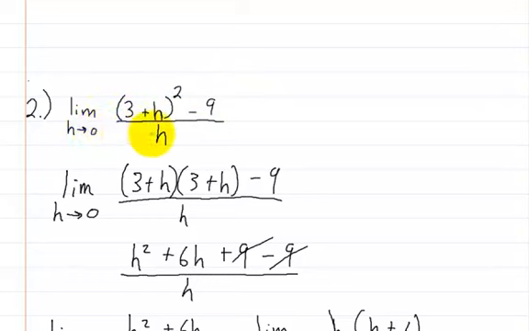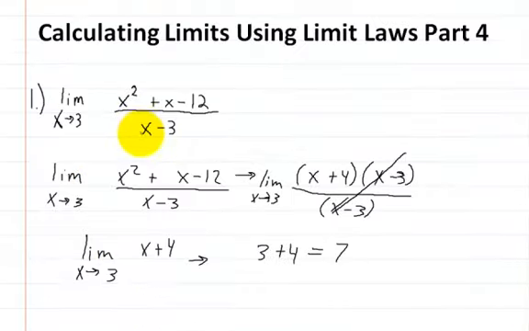So here, they try to throw you off by saying, oh, as h approaches 0, and then they put it down here. Same thing with this one. You'll get a 0 down here, but all you have to do is factor this out.